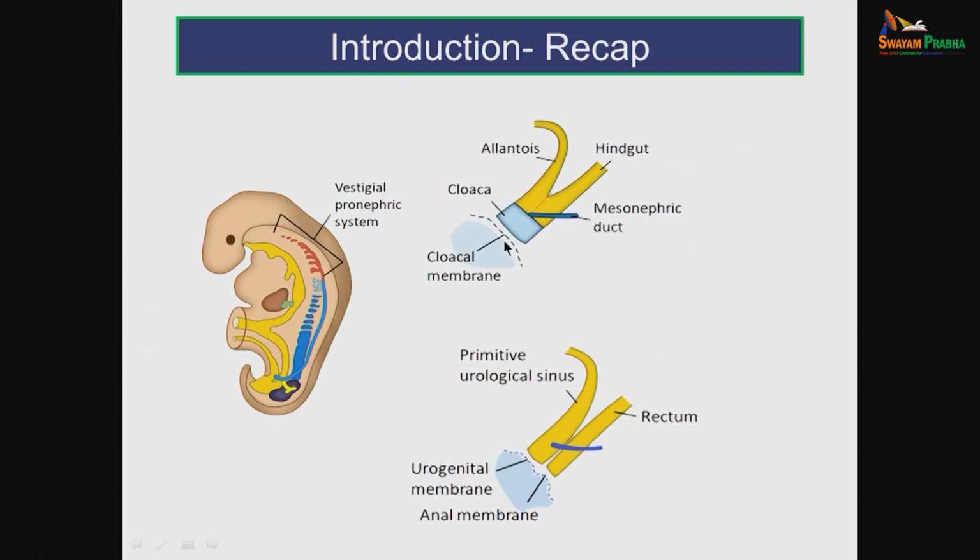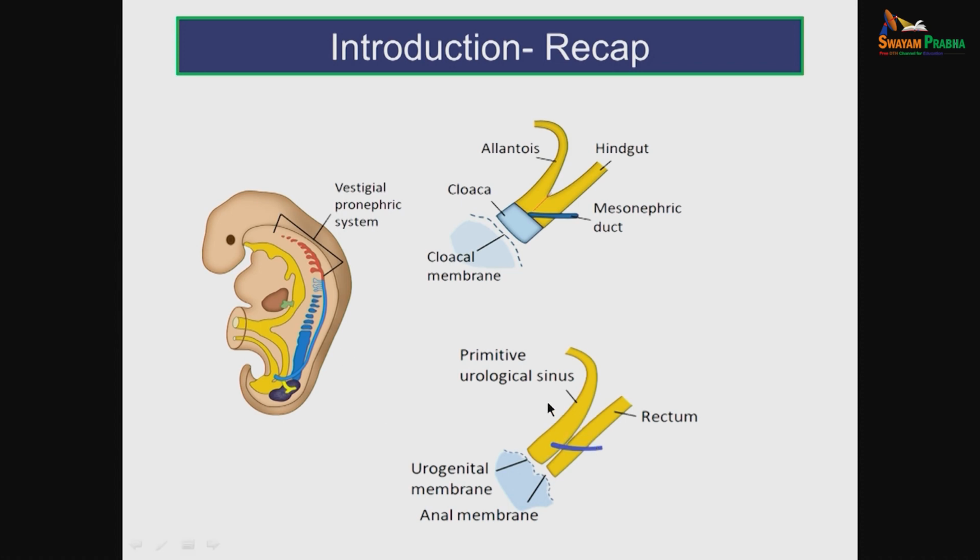This cloaca is going to be divided into two parts by a septum, which is shown in this picture as a red line. That is called the urorectal septum. The cloaca is subdivided by the urorectal septum into a ventral part and a dorsal part. The ventral part, see in the picture below, is called the primitive urogenital sinus, and the dorsal part is called the primitive rectum.